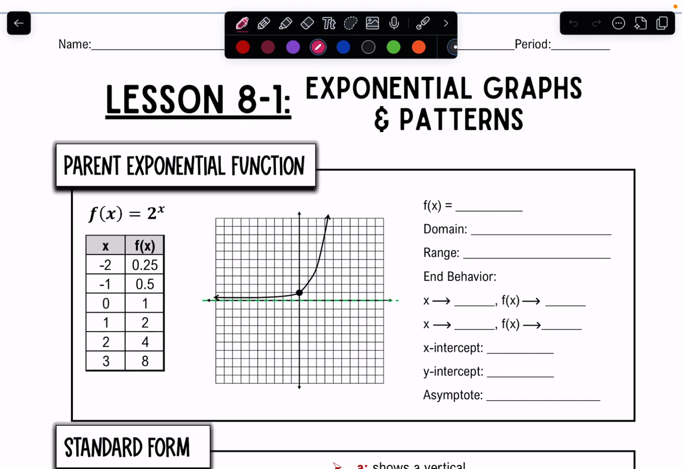Alright, today we are moving on to Unit 8, and this unit is about exponential functions as well as log functions. And you don't know what a log is yet, but we will get there. But we should know a little bit about exponents.